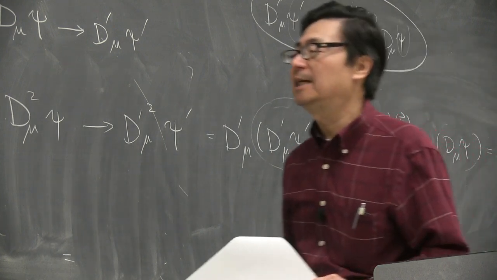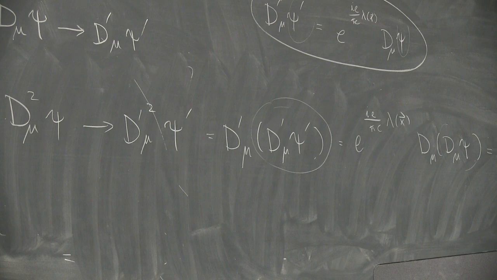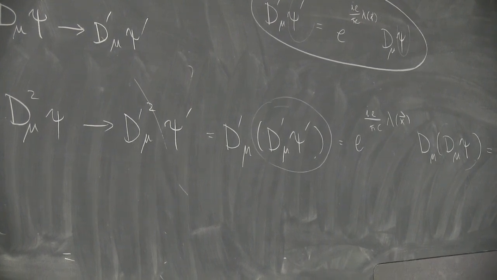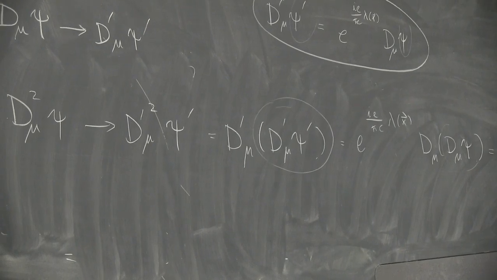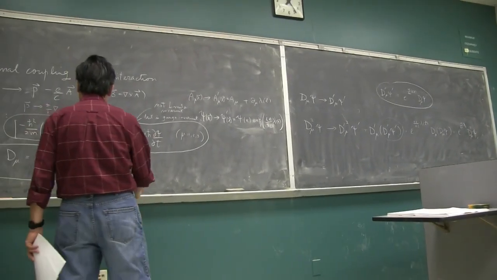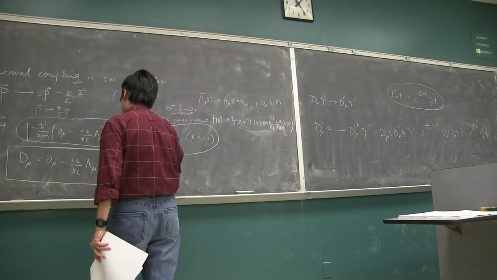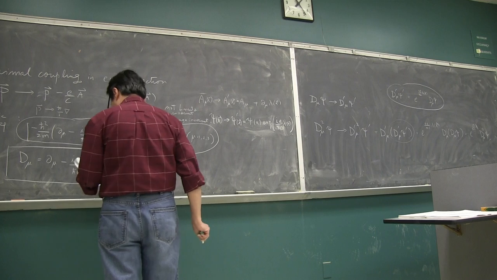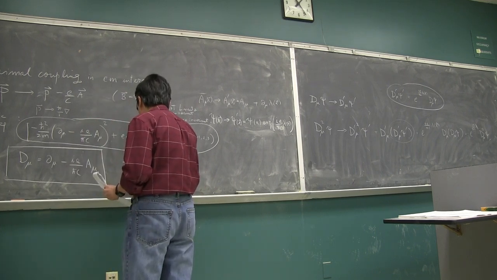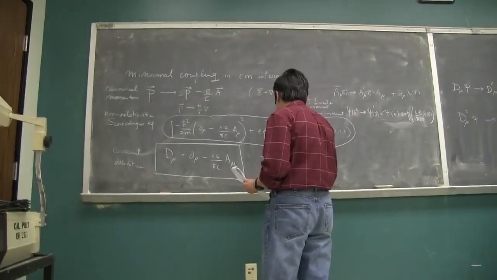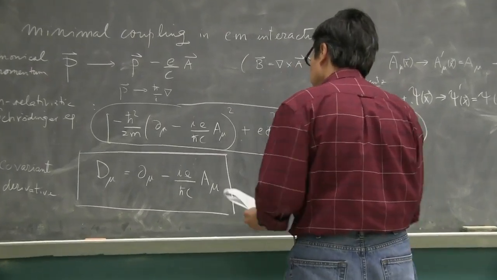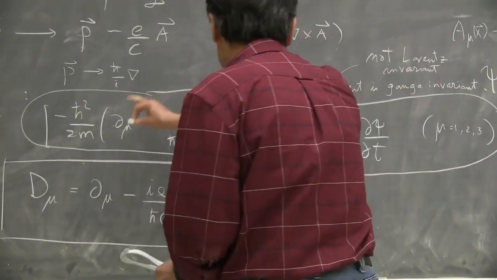In other words, I know precisely how to make a gauge change in this equation in here, because all I have to worry about is this one. Okay? So then, let's see what the new Schrödinger equation looks like in the new gauge. So it would look like minus ħ squared over 2m D'_μ squared. In the new gauge, this would be D'_μ squared.